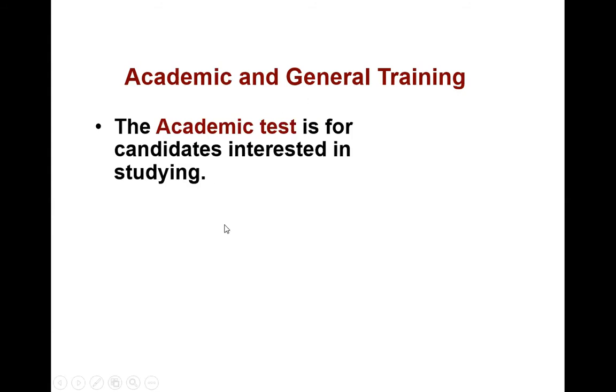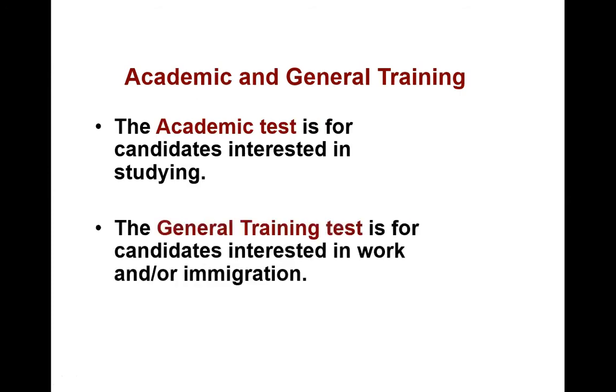So the academic test is for the candidates who are interested in studying or doing their PhD or master's degree, and sometimes for joining a job. The general training is for people who would like to apply for a certain type of jobs or for immigration and traveling to another country. Meaning the academic is for study and some jobs, and the general is for immigration and some jobs.